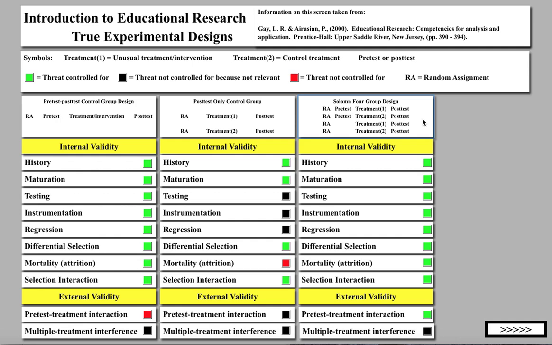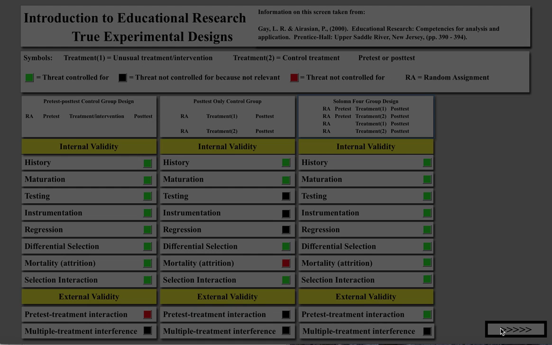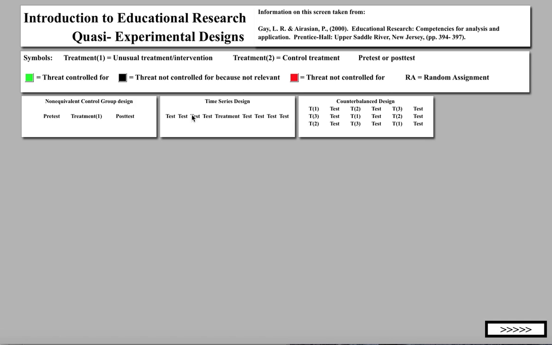And you can see that this design is very, very powerful. This design controls for all threats, all relevant threats to internal and external validity. Multiple treatment interference is not relevant, so it's not controlled for, but it's not unimportant here. So these are 3 true experimental designs. And now we'll take a look at the quasi-experimental designs.